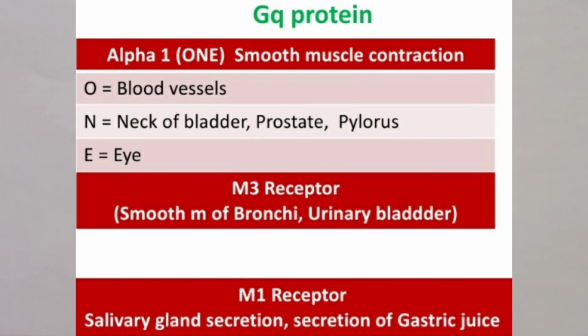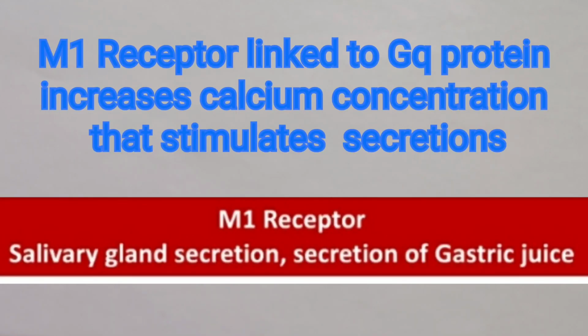Alpha 1 receptors are also present in the radial muscle of the iris. So, stimulation of alpha 1 receptors contracts the iris, causing dilatation of the pupil. The next receptor is M3 receptors which are present in the smooth muscles of the bronchi and urinary bladder. Stimulation of M3 receptors causes contraction of bronchi, causing bronchoconstriction and also contraction of urinary bladder. M1 receptor is linked to GQ protein and is responsible for salivary gland secretion and secretion of gastric juice.